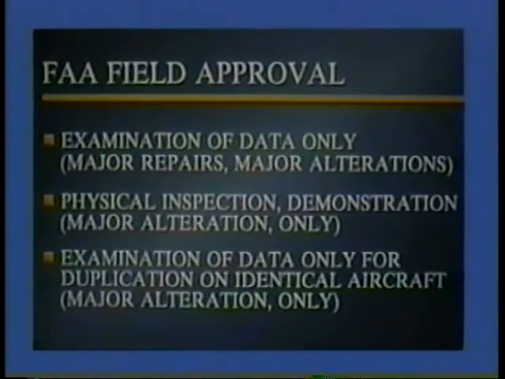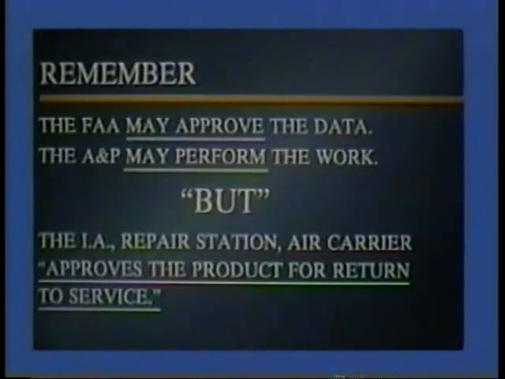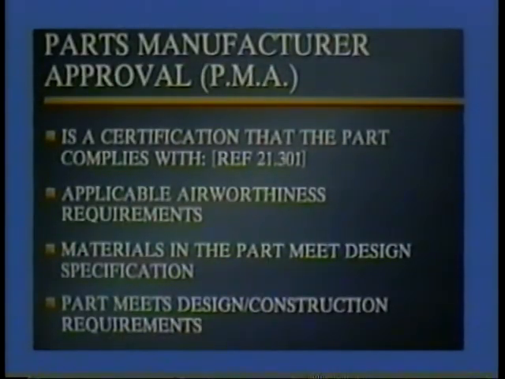But remember, the FAA may approve the data and the A&P may perform the work, but it's the IA, repair station, or air carrier who actually approves the product for return to service. Airworthiness directives, the third way to change type design, will be covered in greater detail in the next section. Now let's look at the aircraft parts and equipment approval process under PMAs and TSOs.